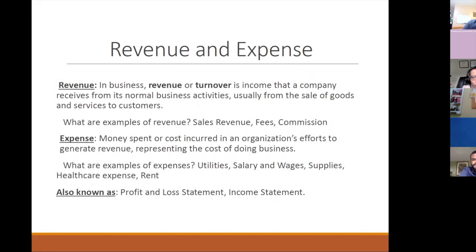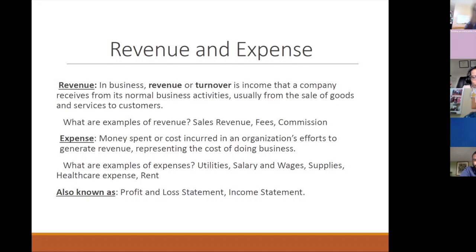Now, here we talk about revenue and expense. So what is revenue? In business, revenue is income that a company receives from its normal business activities. So that is very important, and I'm going to tell you why, because people usually confuse revenue, right, with money that an owner is putting into the company, right? So what are examples of revenue? Sales revenue, fees, and commission.